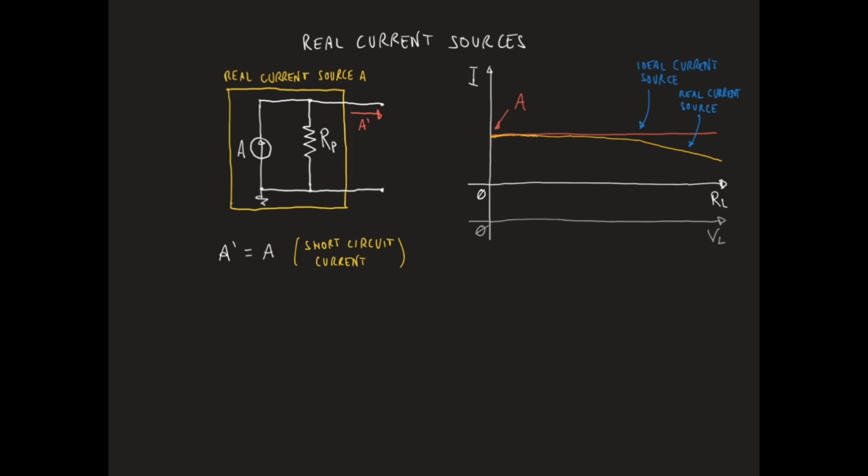Let's see what happens instead if we connect a resistive load at the output of the current source. The circuit we have got here is a current divider consisting of the current source A and the two resistors in parallel, Rp and RL. Then the current A prime flowing through the load RL will be given by Rp divided by RL plus Rp, times A.